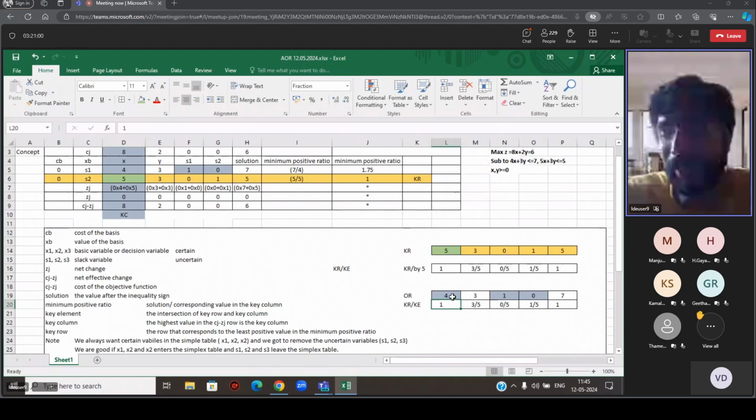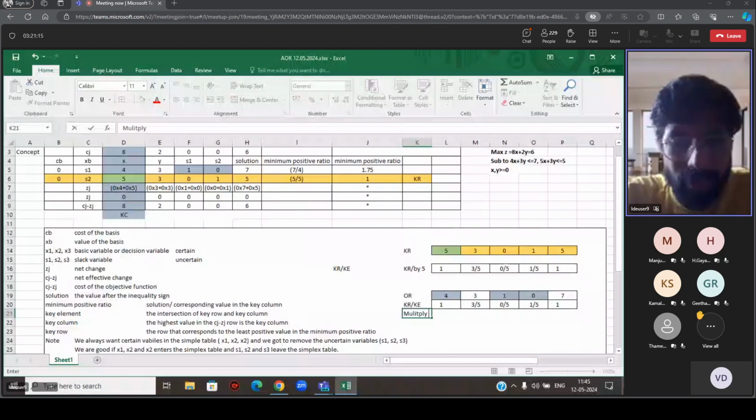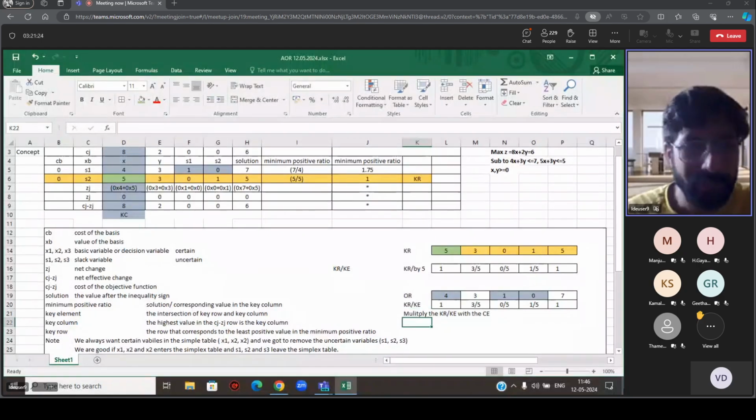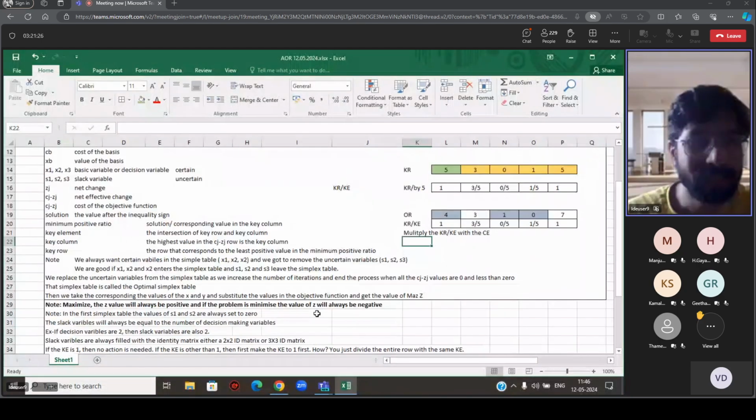So what I'm trying to say here is, you have to write the key row by key element. Then you have to multiply the KR by KE with the CE. This I have to introduce. What is this CE?